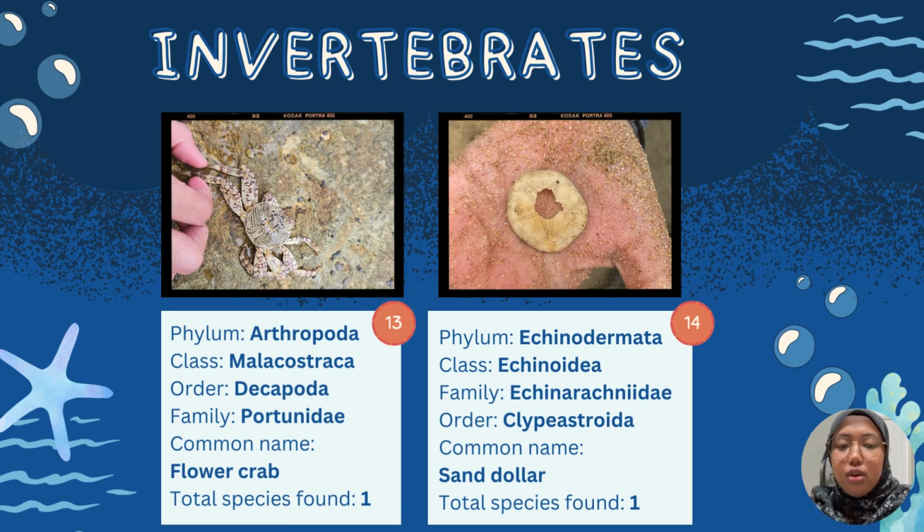Next, we found flower crab from phylum Arthropoda and class Malacostraca. It falls under order Decapoda and family Portunidae. Total species found is 1. We also found sand dollar from phylum Echinodermata and class Echinoidea. It falls under order Clypeasterida and family Echinarachniidae. Total species found is 1.